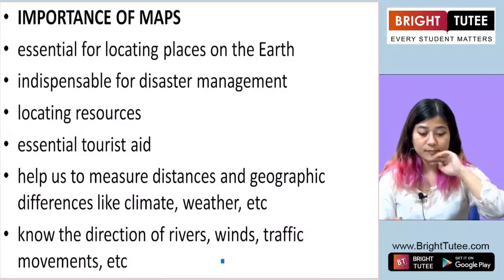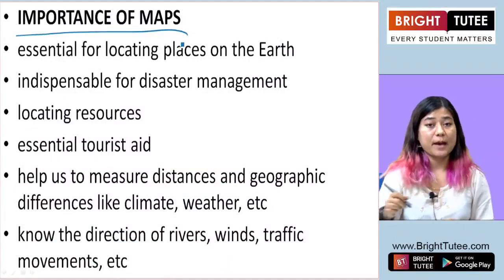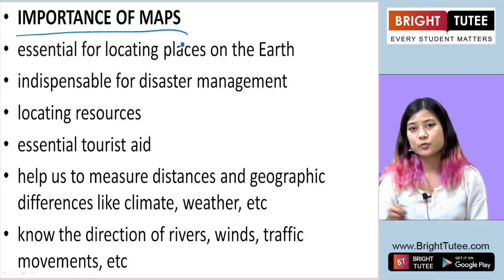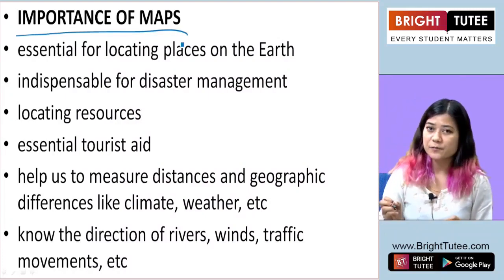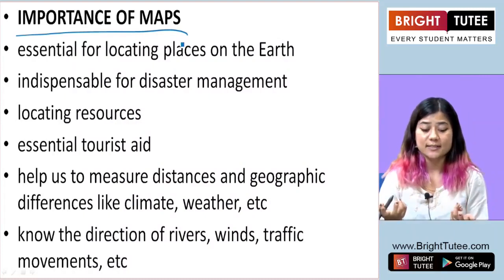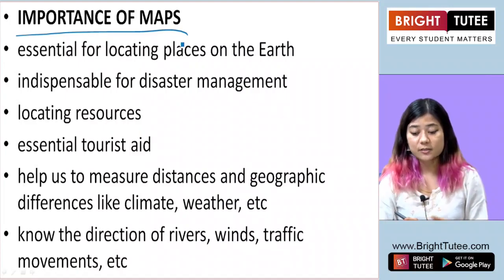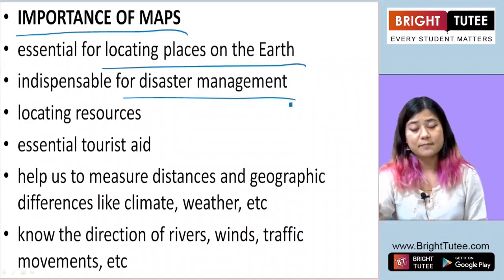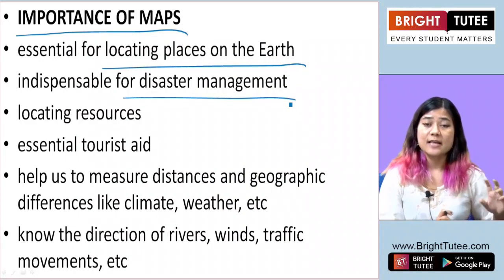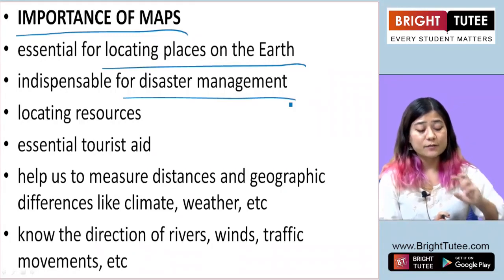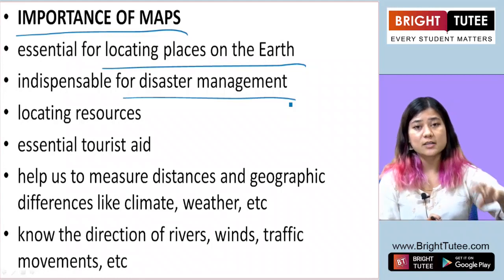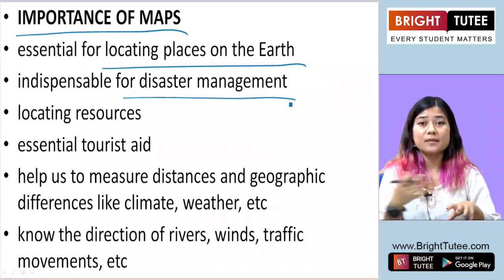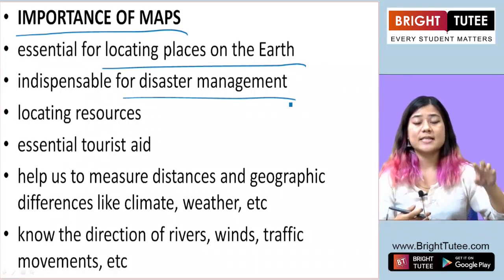Now the next is the importance of maps. Why are maps important? Why are we learning about map reading? Why do we have to locate certain areas, certain physical features on the map? Why are you tested on it? Maps are very essential for locating places on earth. They are indispensable for disaster management. If some disaster has taken place in a certain area, we can see on the map where it is located, and then its management can be carried out by understanding its location.